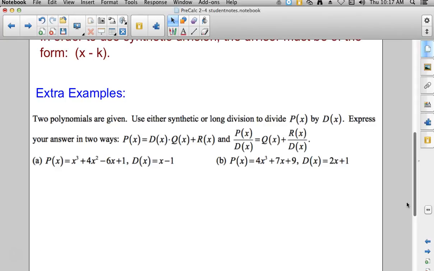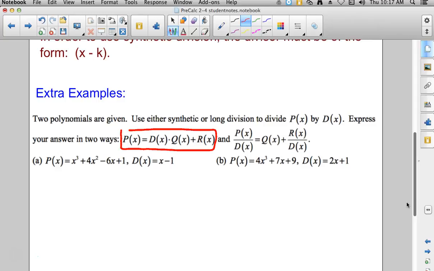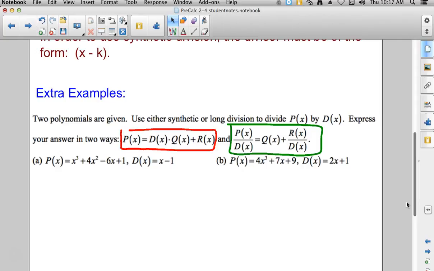But what is this really saying? I want you to think about this with your partner. Take a second and figure out which form is in the red and which form is in the green. So talk about that with your partner. Those are our two forms. Which is which? Left one's polynomial, right one's fraction.